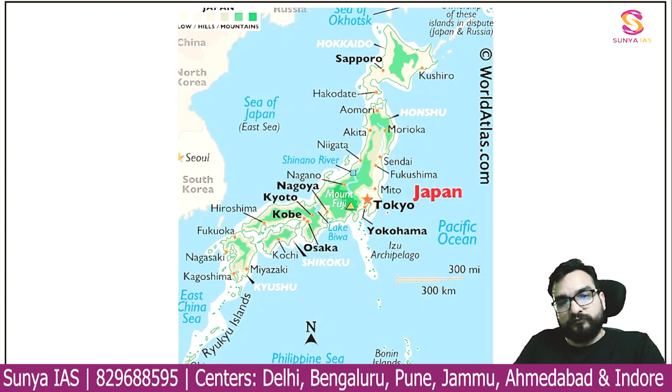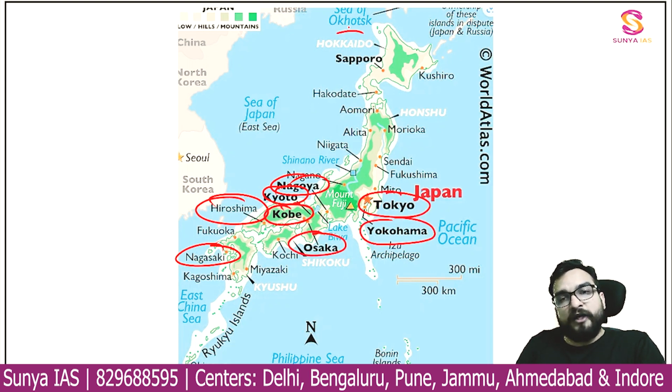Yokohama. These should be learned. And one, Hiroshima and Nagasaki. Hiroshima is present on Honshu Island, whereas Nagasaki is on Kyushu Island, guys. So Hiroshima, Nagasaki, over here Nagoya, Kyoto, Kobe, Osaka, Yokohama, Tokyo. Over here, Hokkaido, don't worry.